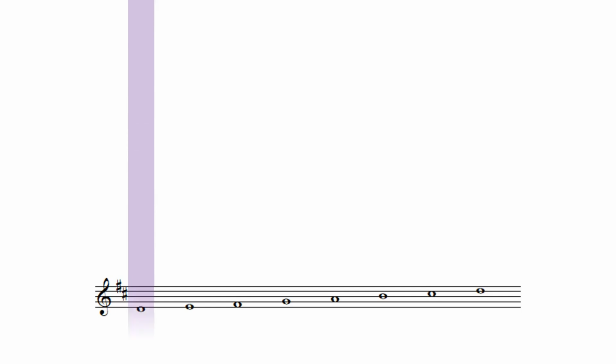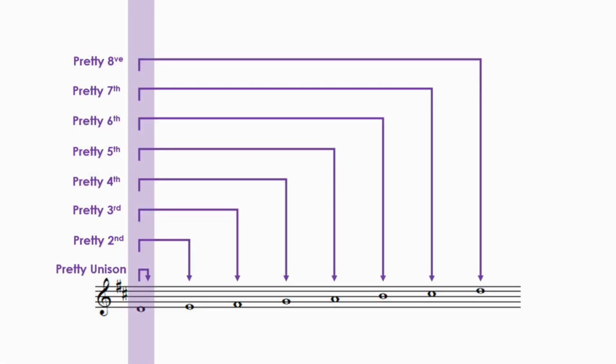By default, let's assign all intervals formed from the tonic and the other degrees a pretty quality. Take this dyad D and F sharp. Since F sharp does indeed belong in the D major scale, the interval is a pretty third.